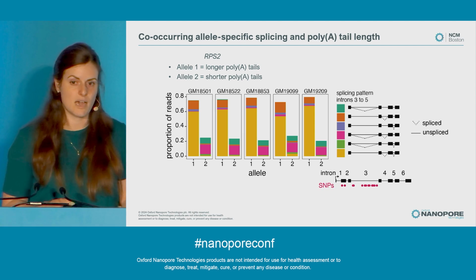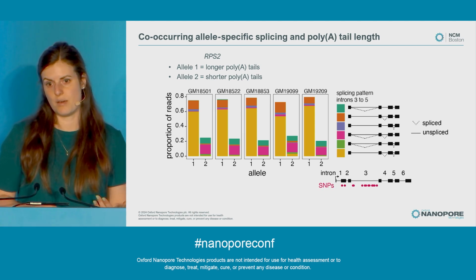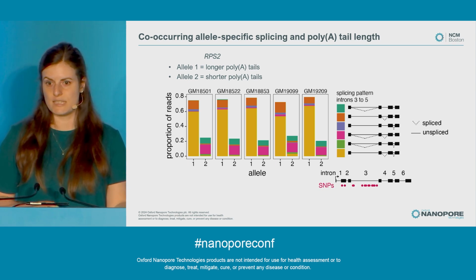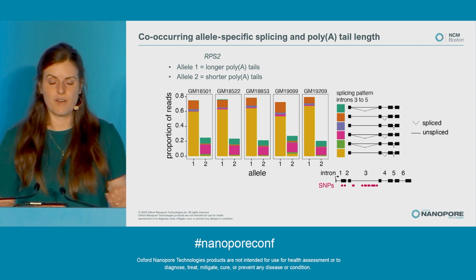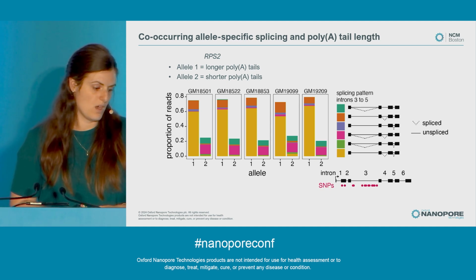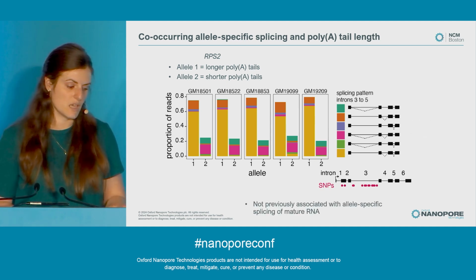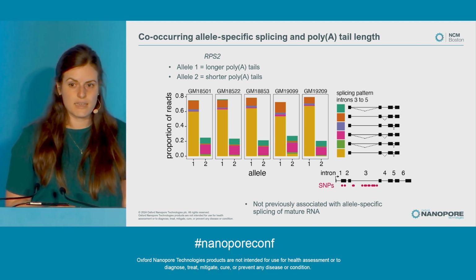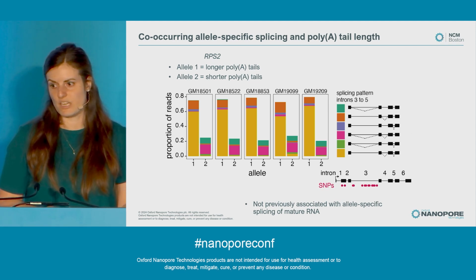So our hypothesis that we're testing through additional functional experiments is that these SNPs will change the timing of splicing of intron 3, which will lead to an accumulation of this nascent RNA isoform on allele 1. And this added time on chromatin will provide more opportunity for polyadenylation, which would lead to longer tails. The other thing I want to point out is that this gene and these SNPs had not previously been associated with allele-specific splicing patterns of mature RNA. So we think that this really highlights how studying nascent RNA can reveal new layers of genetic regulation of RNA processing.